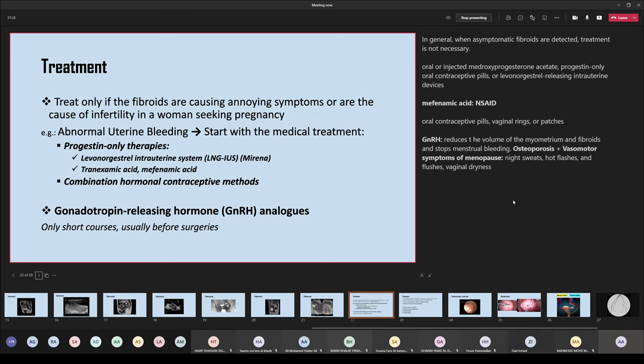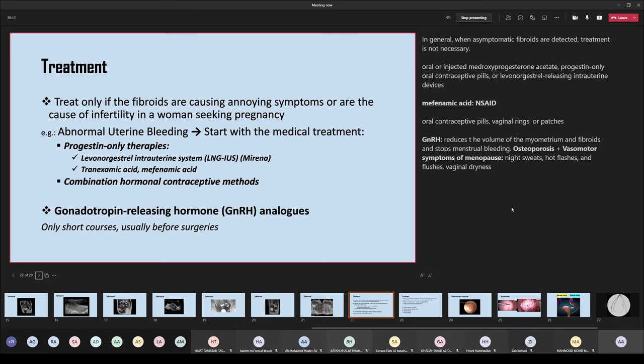We might also use the combined hormonal contraceptive methods: combined oral contraceptive pills, vaginal rings or patches are also used. But as a comment, vaginal rings are not used for abnormal uterine bleeding. Although they're combined, they do not work well because their systemic absorption is very unstable and very low. So usually it's oral combined hormonal contraceptives.